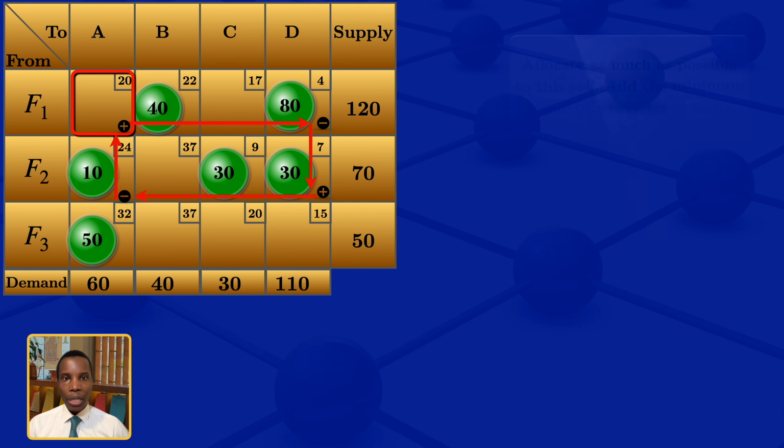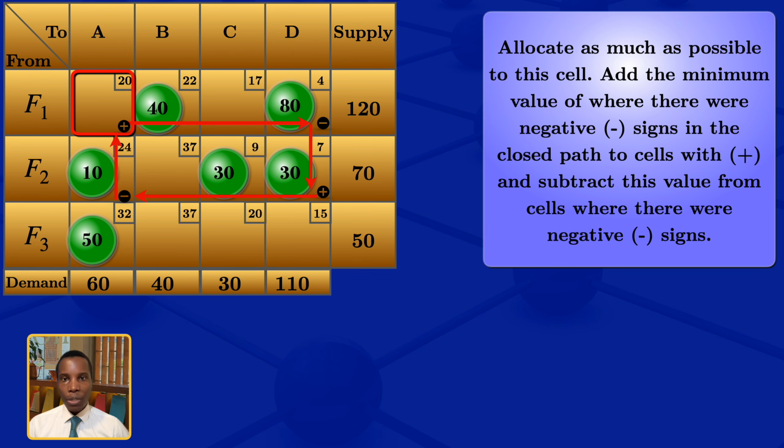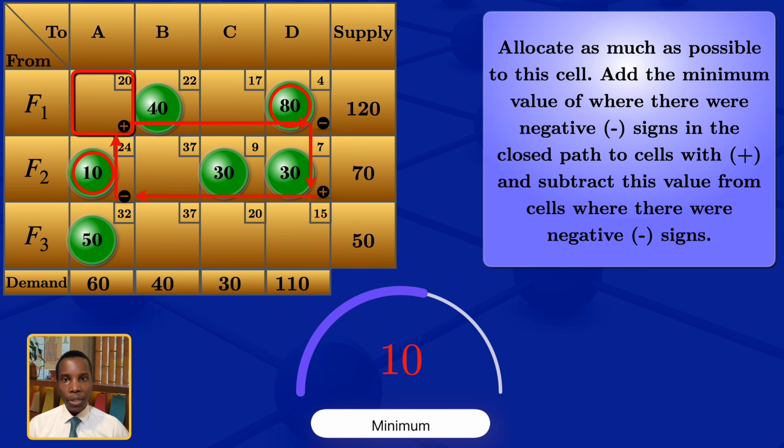To see how much we can allocate, we look at the cells that have the minus signs. The cells that have the minus signs are these ones here. We have an 80 here, it is a minus. Then a 10 here, it is a minus. So we take the minimum of those two values. The minimum of those two values is a 10. So the minimum is 10.